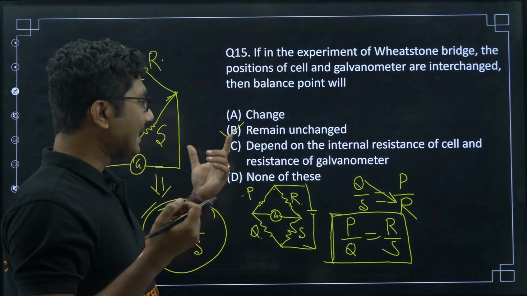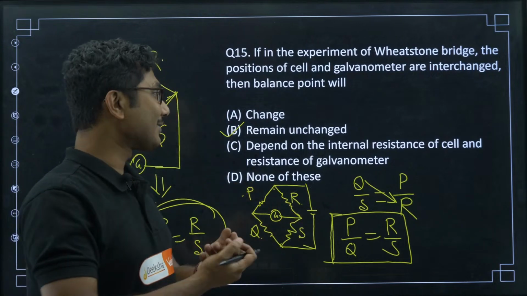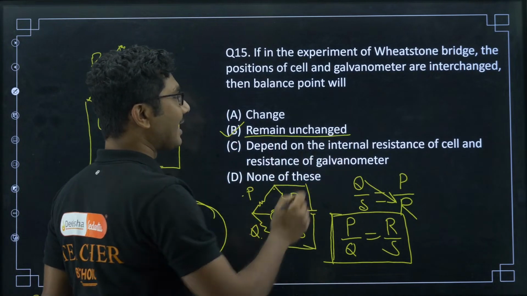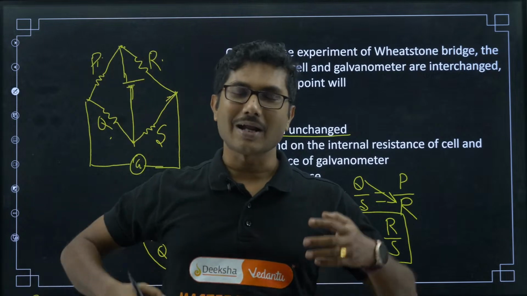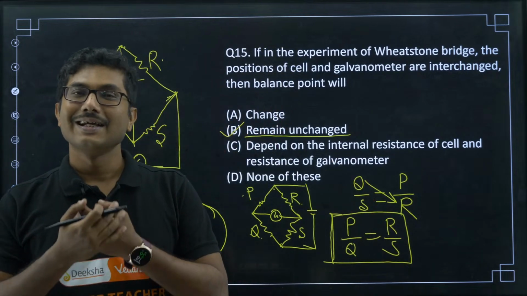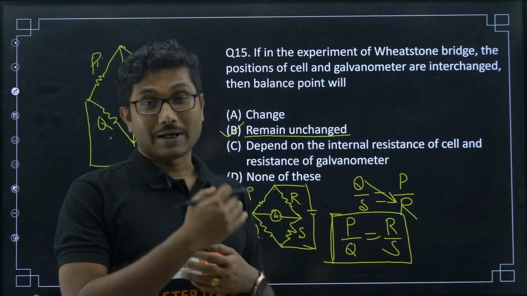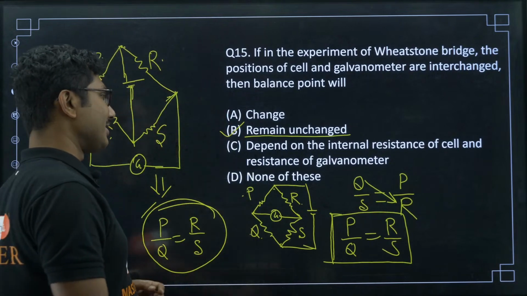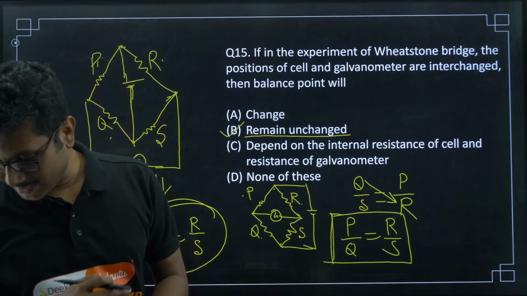So P by Q is equal to R by S remains unchanged. That's why the condition of balance will remain unchanged. It does not matter how the galvanometer or the battery is arranged, the condition for balance will remain unchanged. Thank you to those who answered correctly.